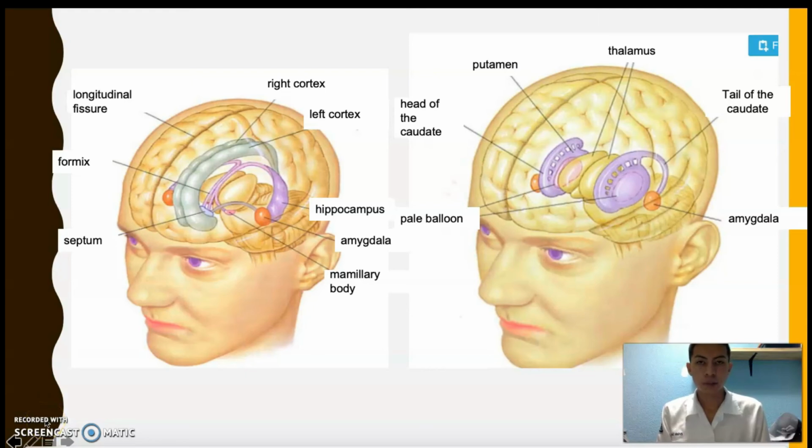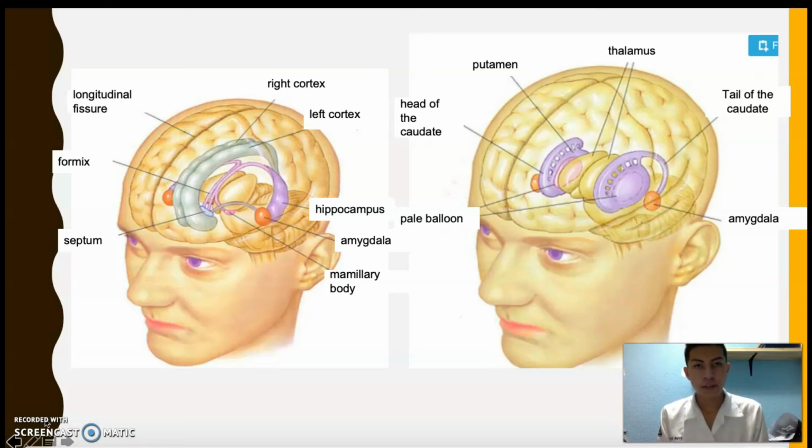So now I'm going to talk about other very important parts of the encephalon. First we have the fornix, a set of C-shaped nerve fibers in the brain that carries signals from the hippocampus to the hypothalamus. Then we have the hippocampus, which is responsible for processing long-term memory information and emotional responses.